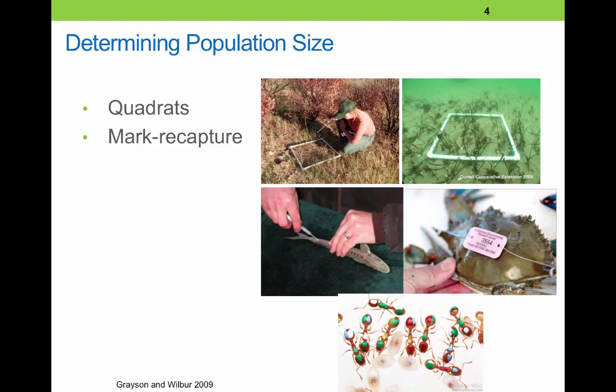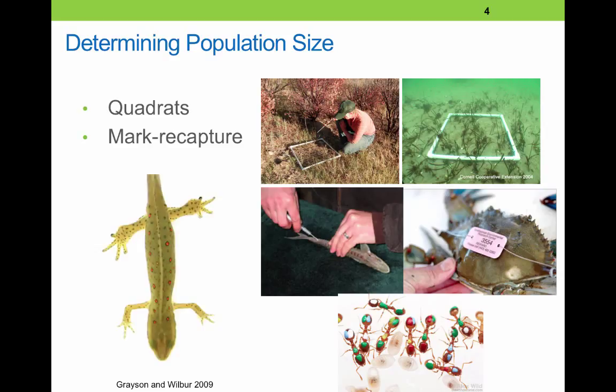These pit tags provide a barcode that can be read using a barcode reader. Finally, you can use natural markings to identify individuals that have unique markings, such as this red-spotted newt. The pattern of red spots on their heads and back are unique identifiers.